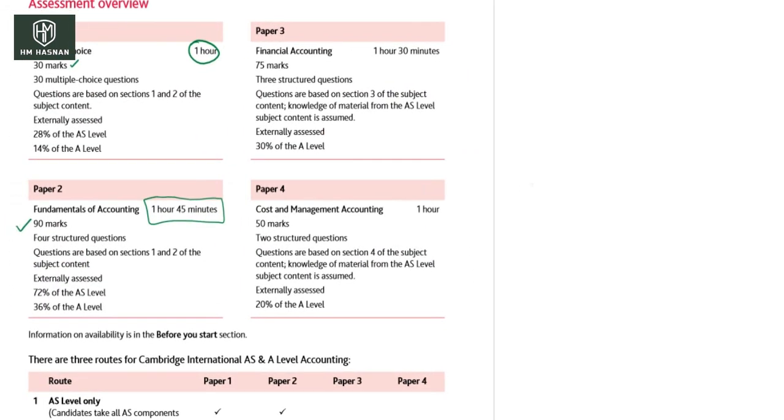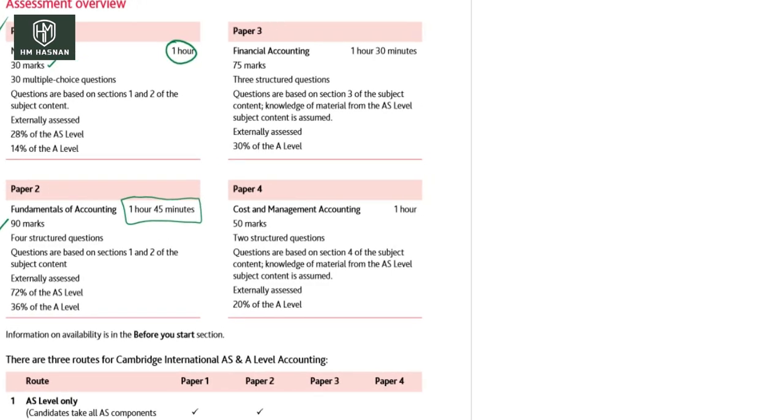These are the 4 papers which we are going to appear in. Paper 1 is the same for AS level and A level. Paper 1, including the completion time, is 1 hour to solve the entire paper, and it consists of 30 marks, and it's an MCQs paper. And paper 2 relates to AS level also. The solving time of the paper is 1 hour and 45 minutes, and here it is 90 marks.